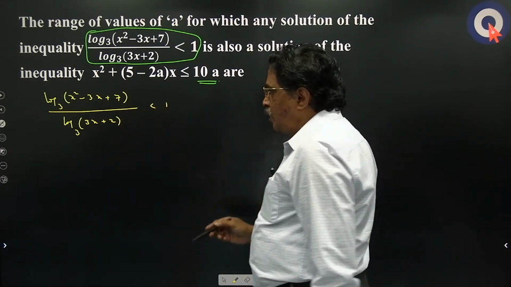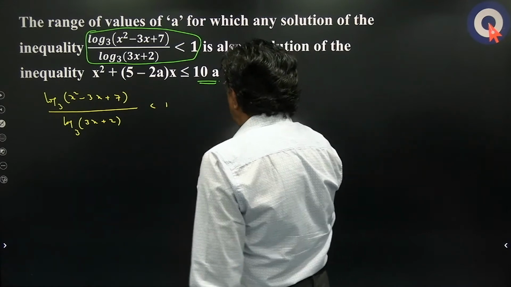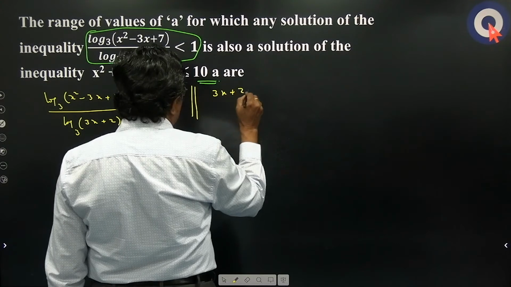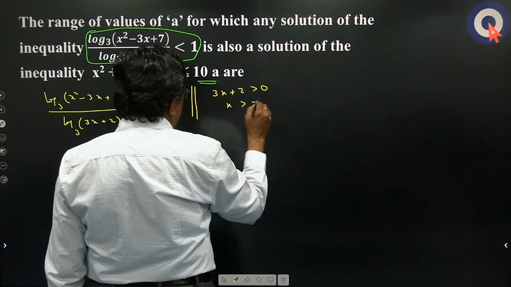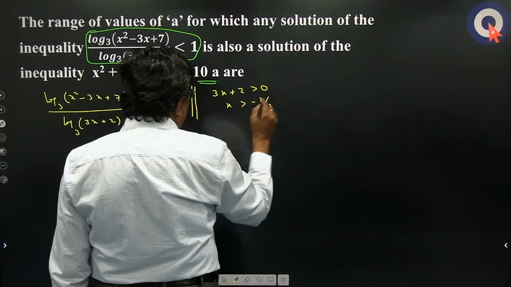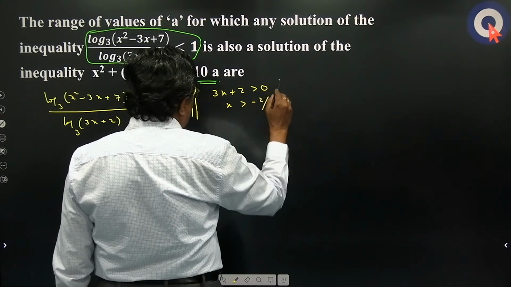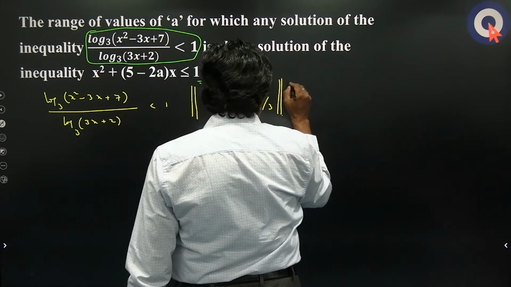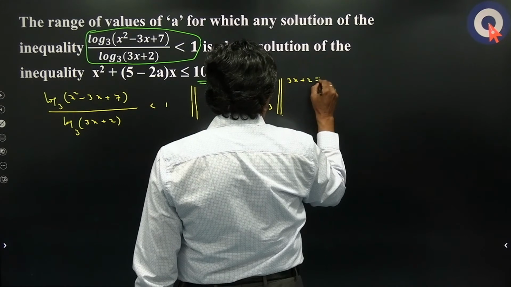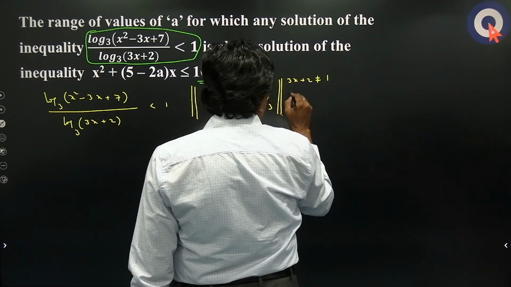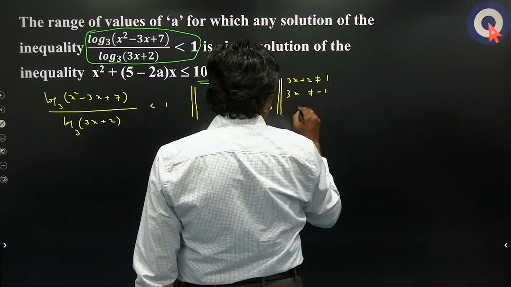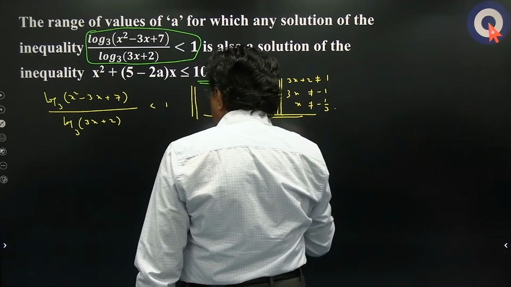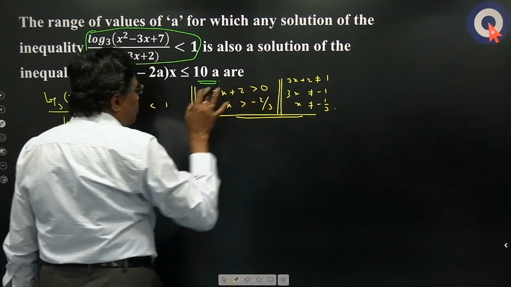Now with regard to 3x plus 2, this 3x plus 2 has to be greater than 0, which is x greater than minus 2 by 3. We also need 3x plus 2 cannot be equal to 1 because the log cannot become 0. Log 1 to the base 3, that should not happen. So it should not be equal to 1 also. So therefore 3x should not be equal to minus 1 or x should not be equal to minus 1 by 3. So whatever solutions that you get, it has to obey these conditions.